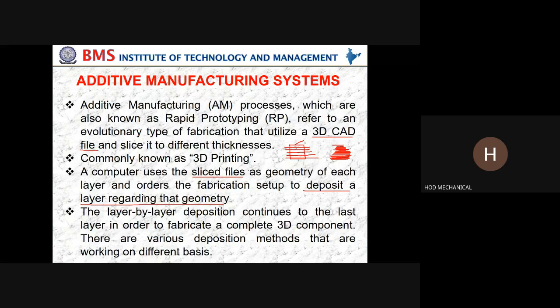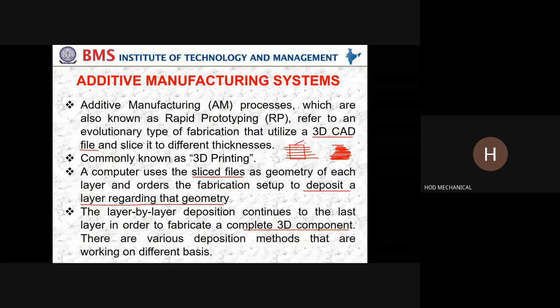Now the layer by layer deposition. Okay, now this is very important. This layer by layer deposition continues to the last layer in order to fabricate a complete 3D component. As I said, this deposition is going to continue until you get the complete 3D component. In order to do this, there are various different methods available.